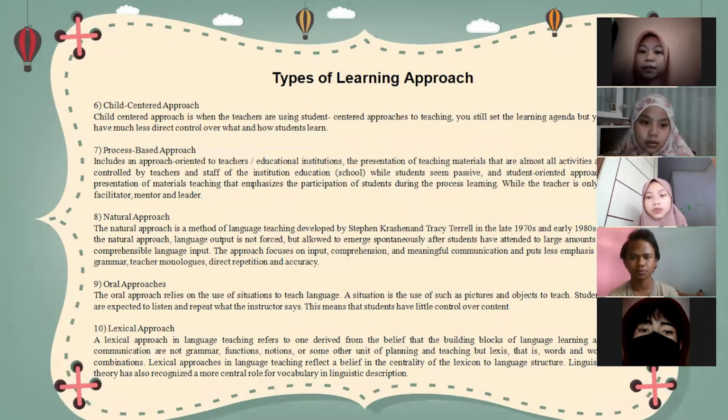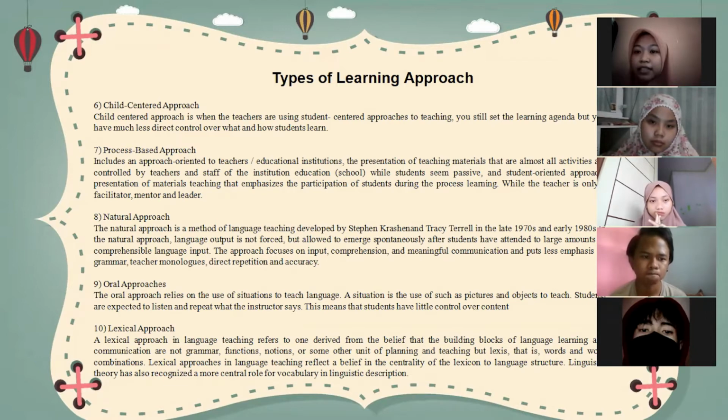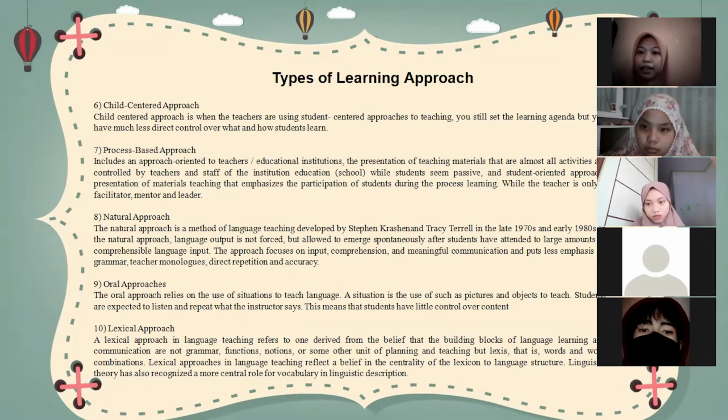Okay, number 6 is the child-centered approach. The child-centered approach is when the teacher uses a student-centered approach to teaching. You still set the learning agenda, but you have much less direct control over what and how students learn. Okay, the next will be explained by my friend. Time, it's yours.